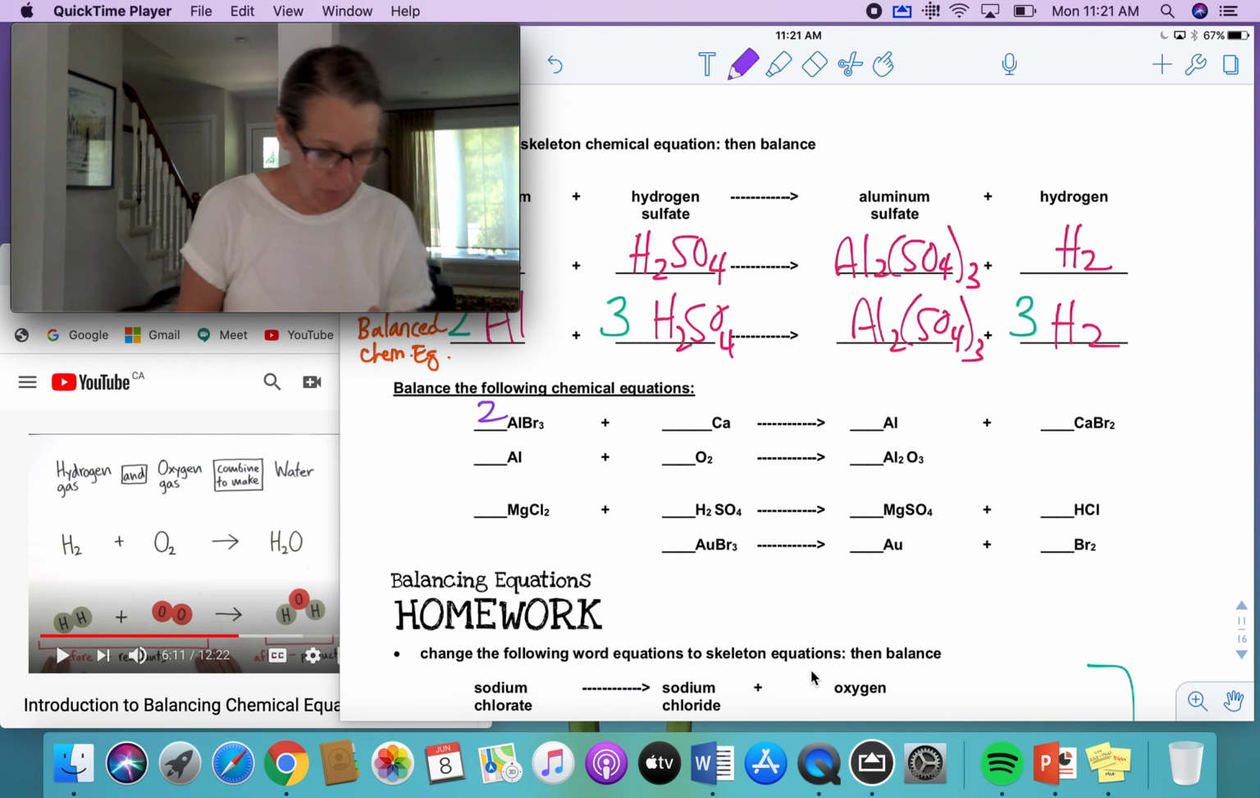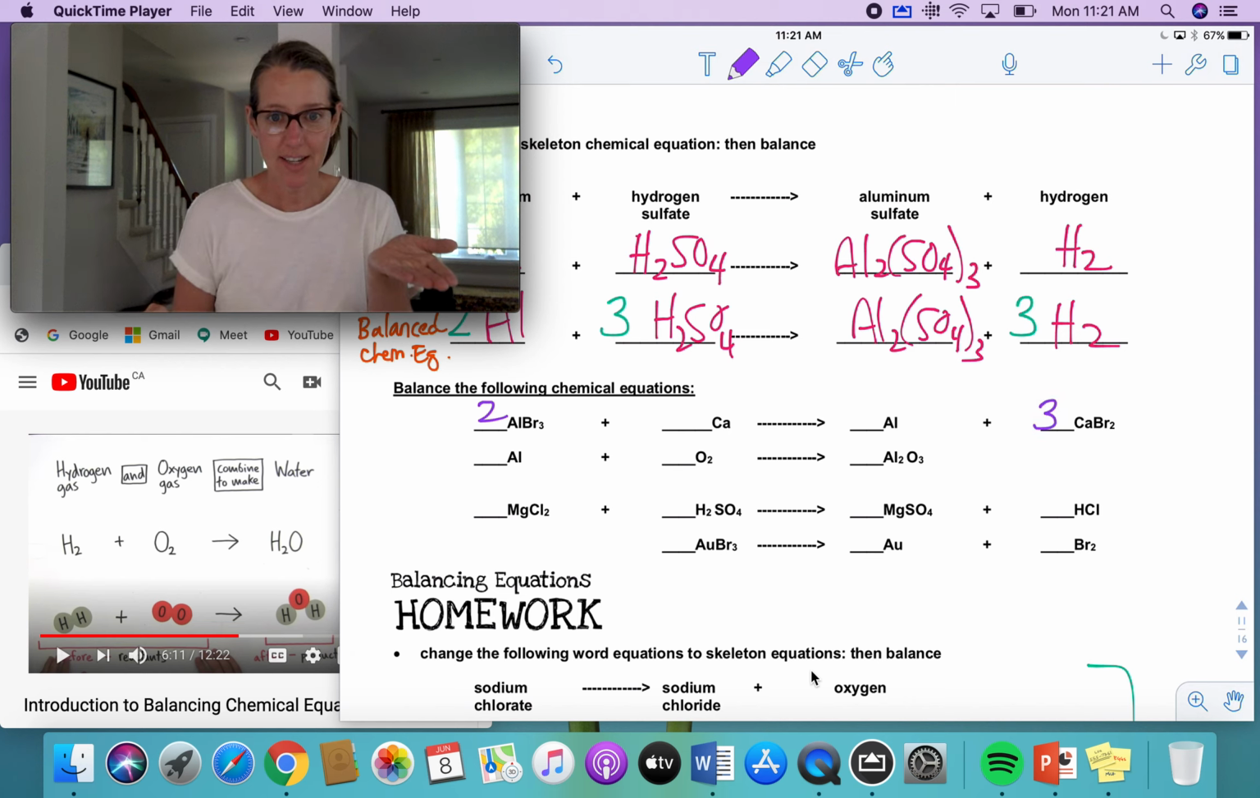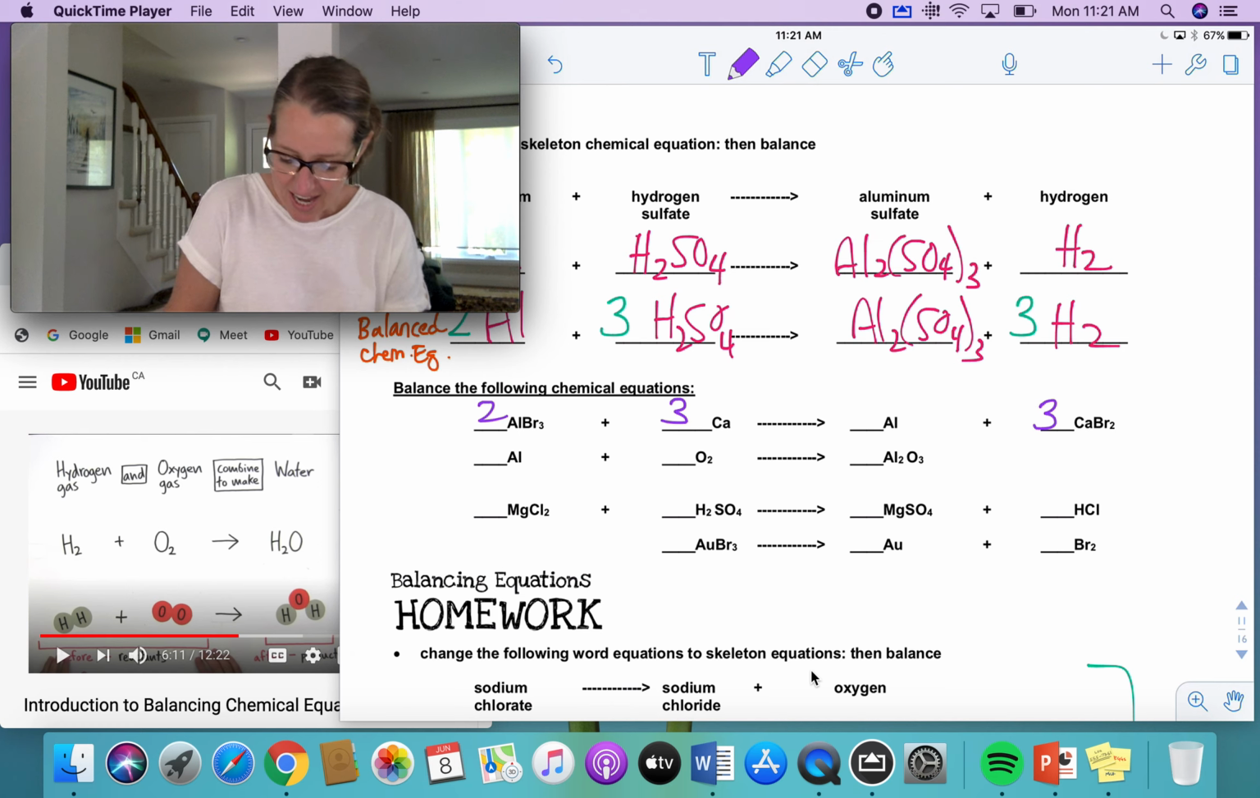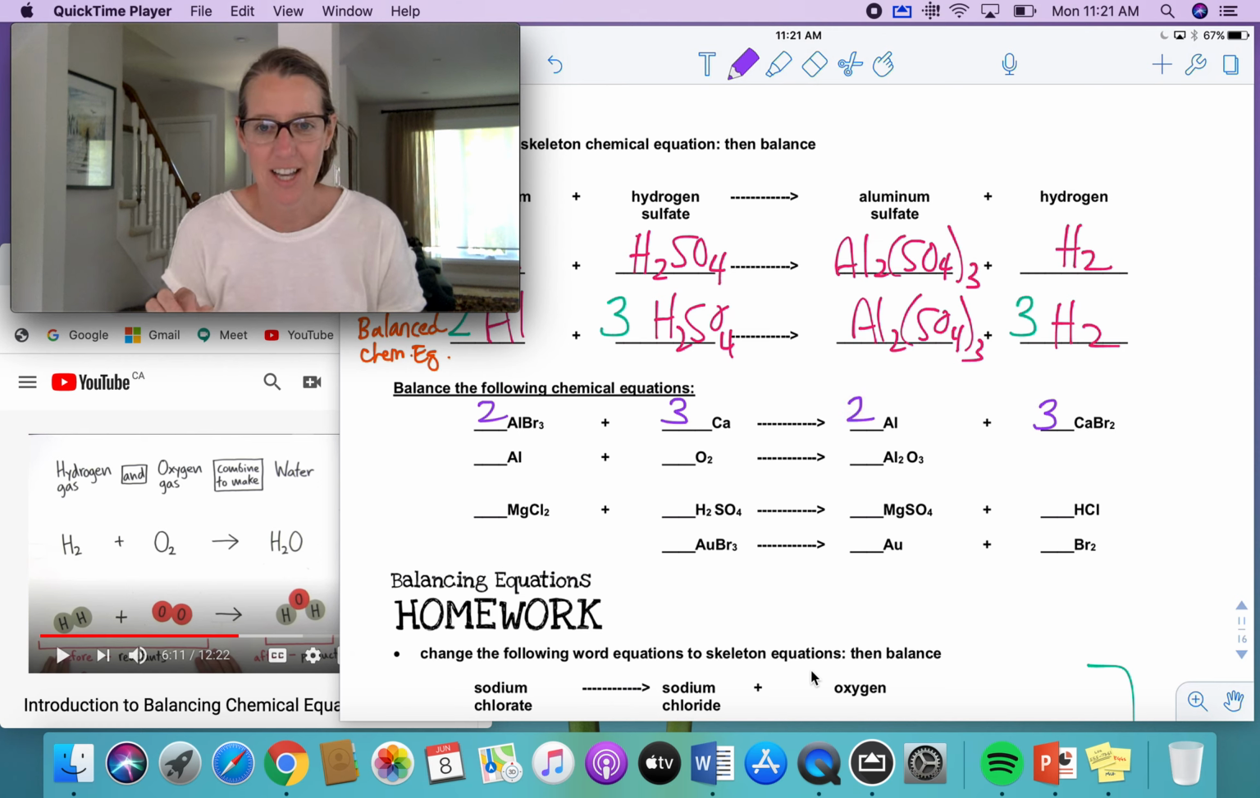Let's start with the 2 in front of my aluminum bromide, and let's multiply this by 3. Now I've got 6 atoms of bromine on the reactant side and 6 atoms of bromine on the product side. By adding a 3 in front of the calcium bromide, I've got 3 atoms of calcium on the product side, so let's put a 3 in front of my calcium on the reactant side. How many aluminums? I've got 2 on the reactant side, and so in order to show 2 on the product side, I can put a coefficient of 2. 2, 3, 2, 3 is the ratio that shows the same number and type of atom on the reactant and product side, follows the law of conservation of mass.